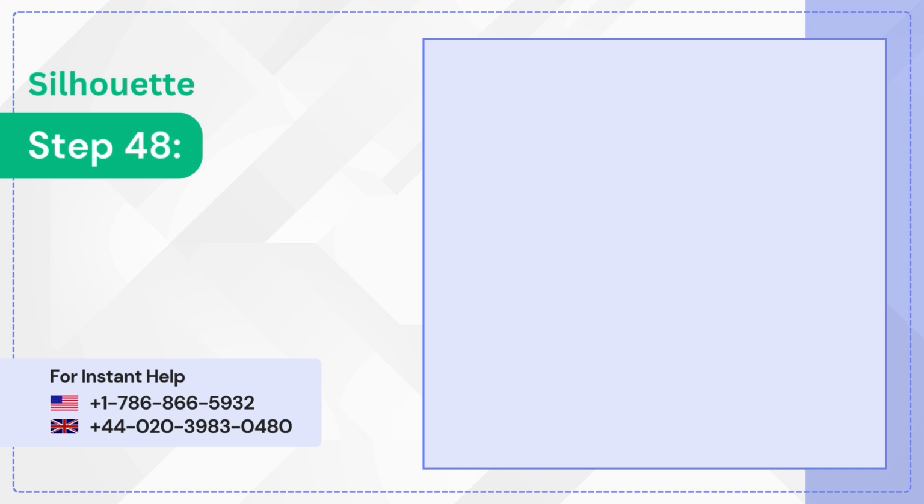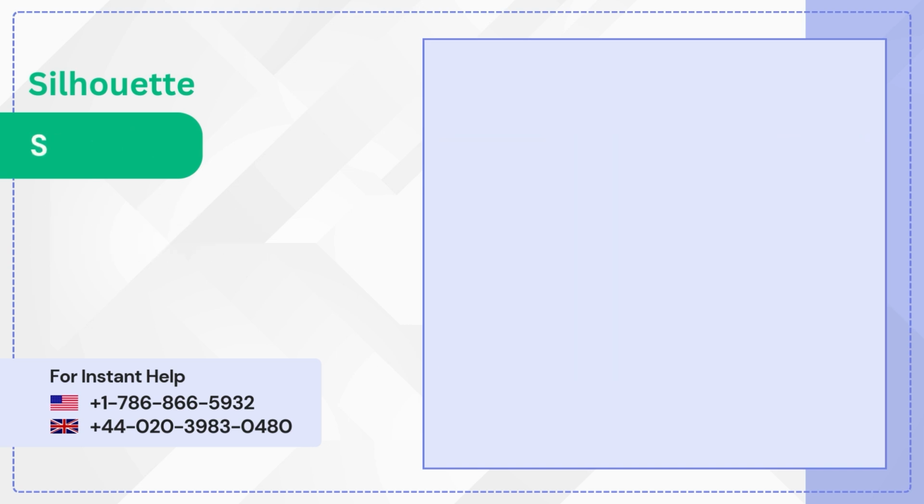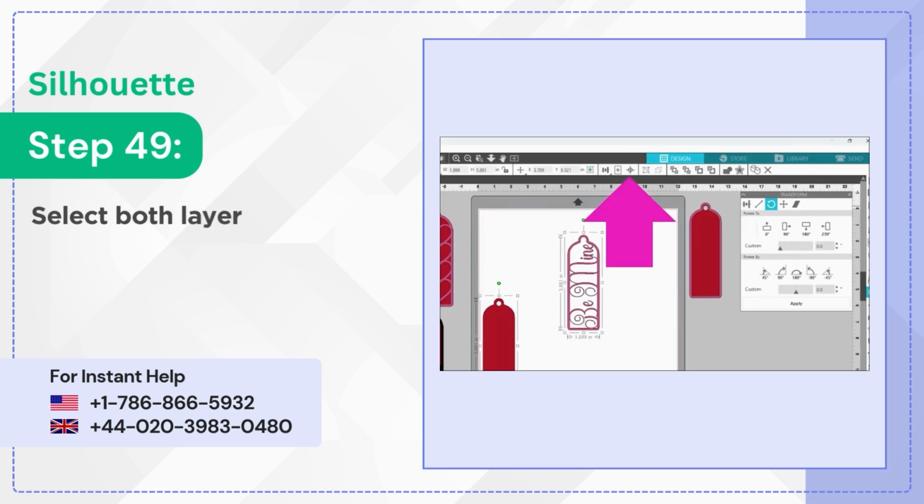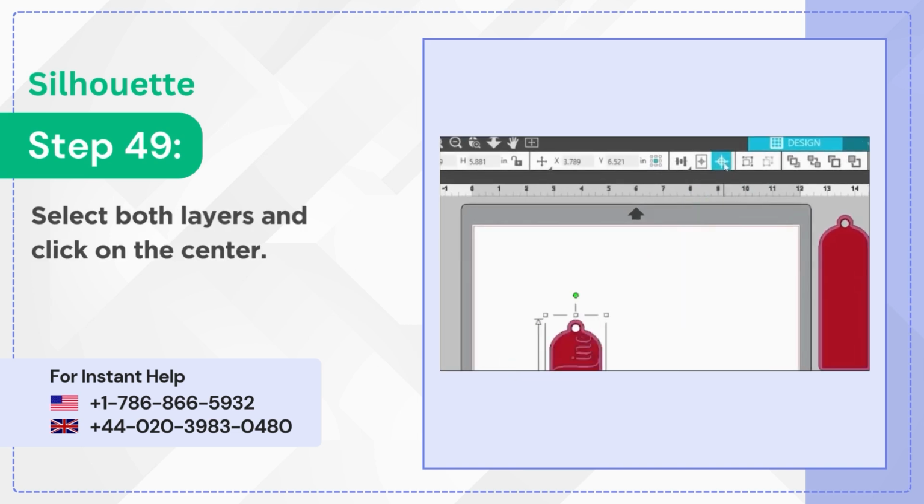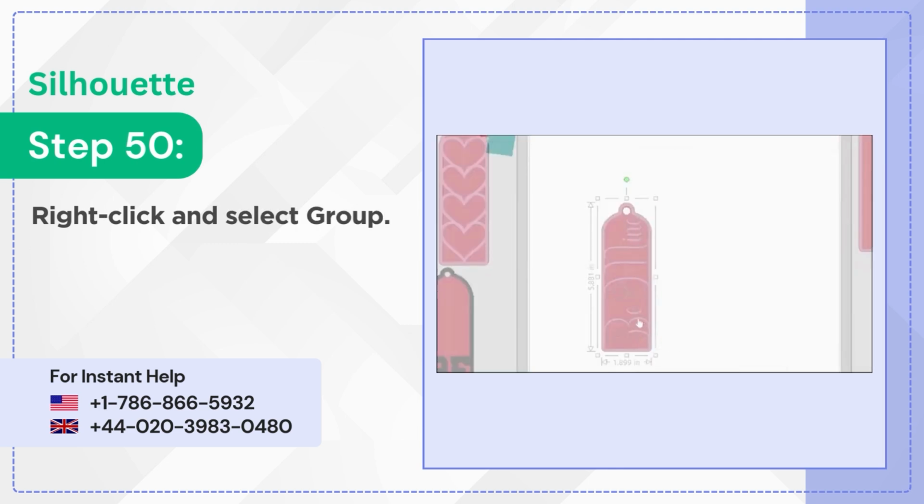Step 48. Flip the design to a 0-degree angle. Step 49. Select both layers and click on the center. Step 50. Right-click and select Group.